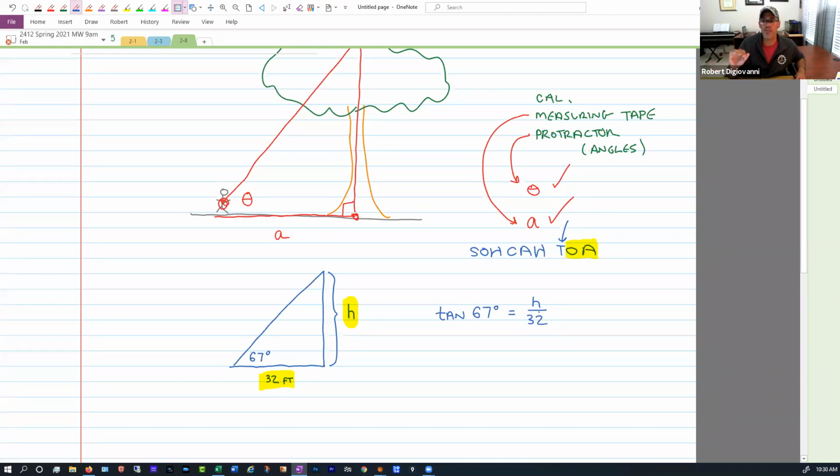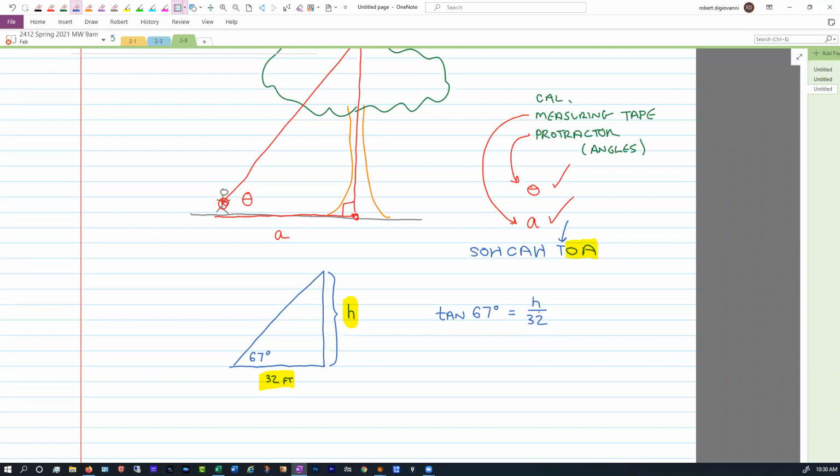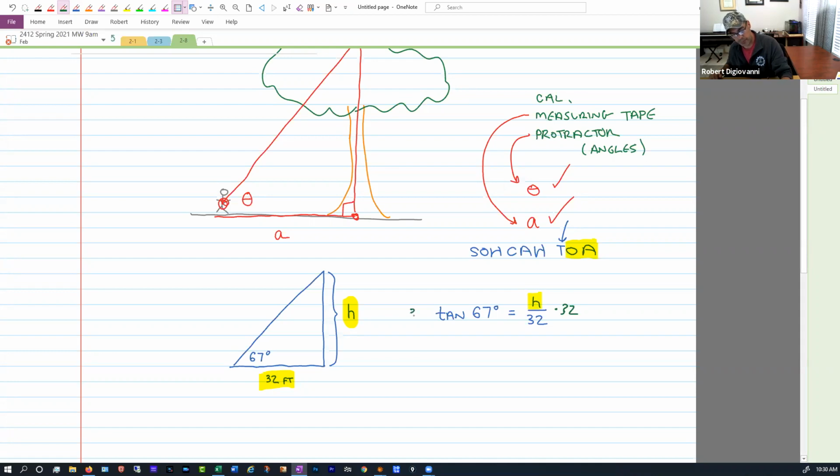Does everyone understand what we just did? We used the tangent function and the fact that tangent is opposite over adjacent to create an equation, right? And the thing that we want to know is right here, h. Everything else we know, or we could use our calculator to get. So right now I'm going to isolate h by multiplying both sides of this equation by 32. You can just cross multiply too, right? You could say cross multiply, that's fine.